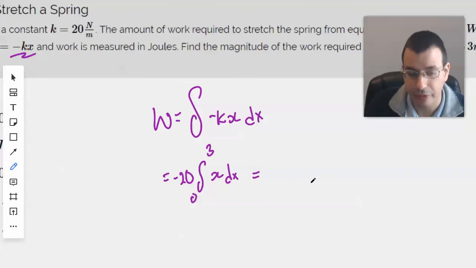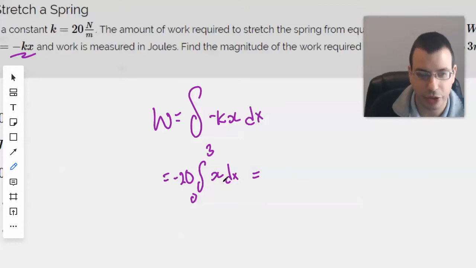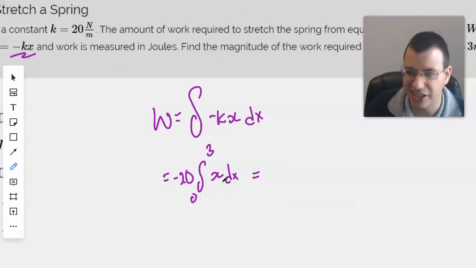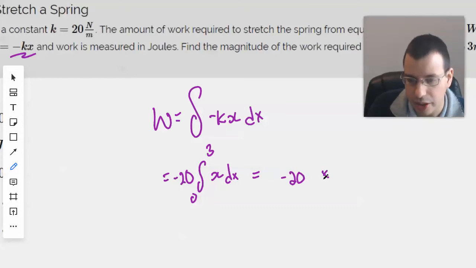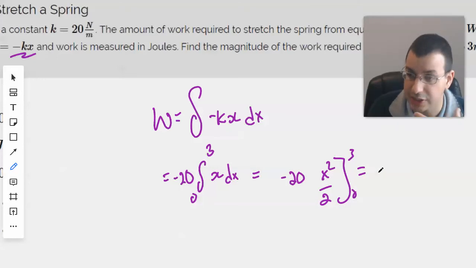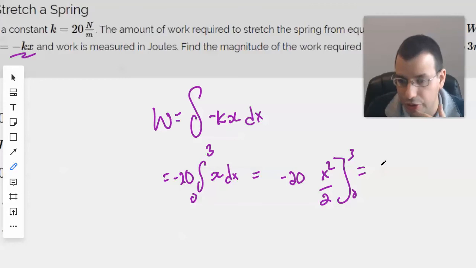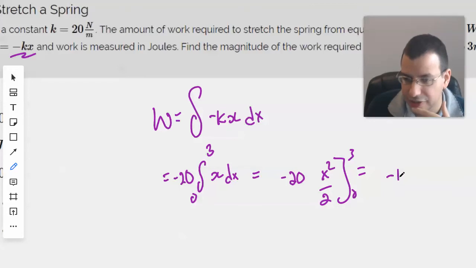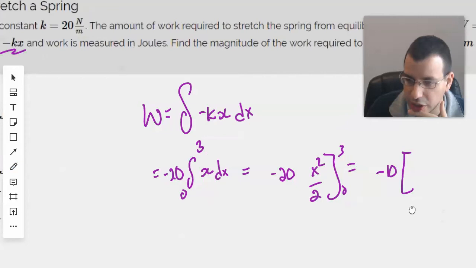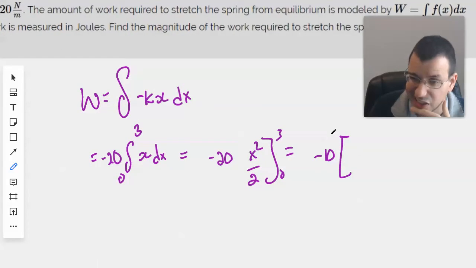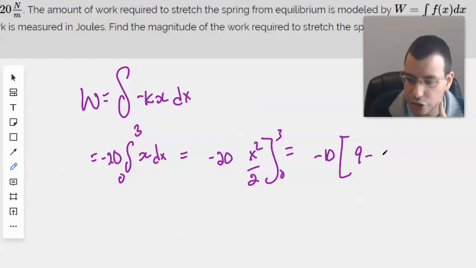Okay, so we just have this equation, and we just take the integral. So we have negative 20 x squared over 2, because the integral of x is x squared over 2, power rule. So negative 10 times 3 squared, which is 9, minus 0 squared, which is 0, and I took the 2 and moved it over.